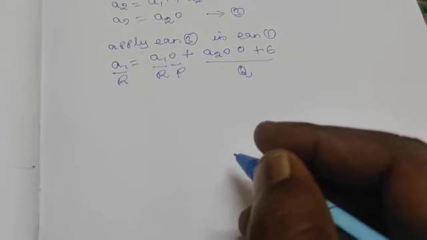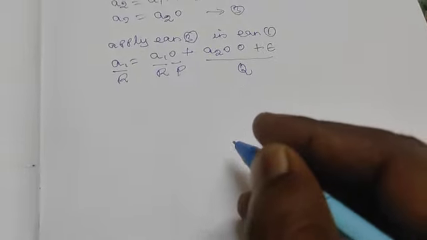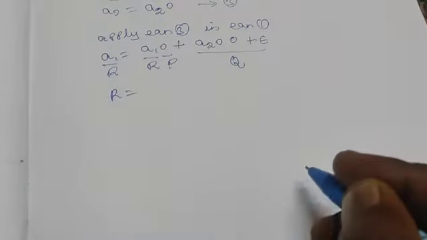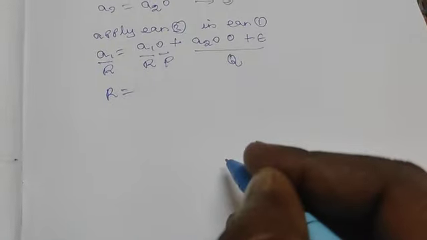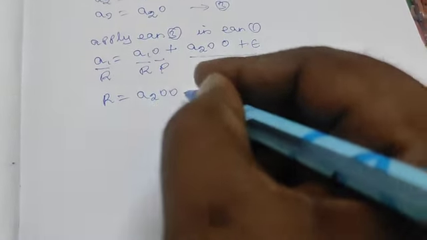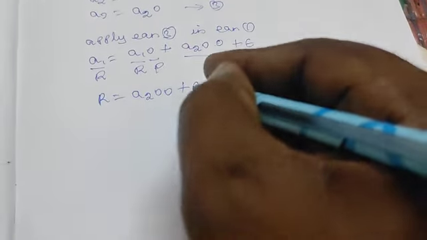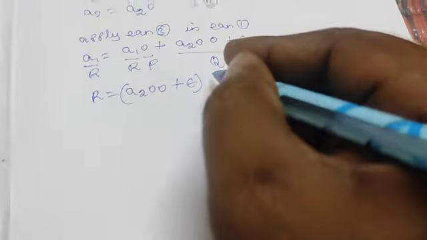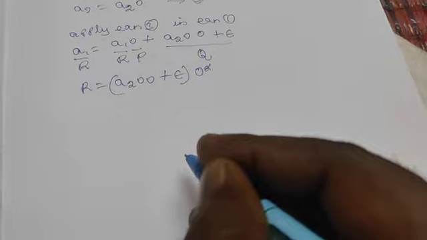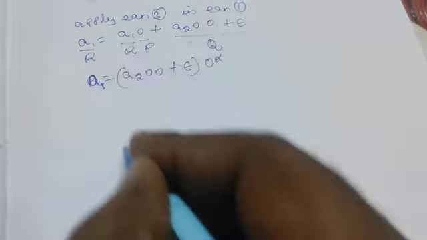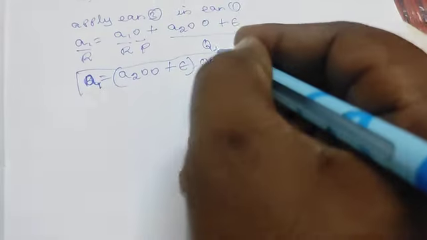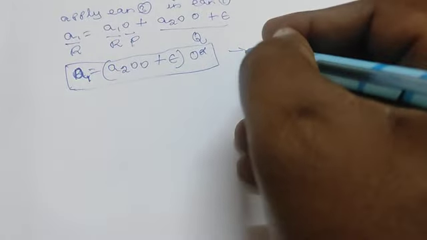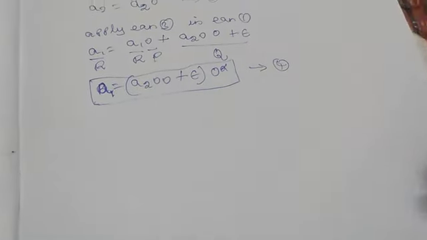Now we will just reduce this to a standard format. That means R can be rewritten as R is equal to QP star. So R is equal to, now Q is A2 0 0 plus epsilon, and then we will apply P. P is actually 0, so 0 star. This equation R is actually A1 here. So we name this equation as equation number 4.